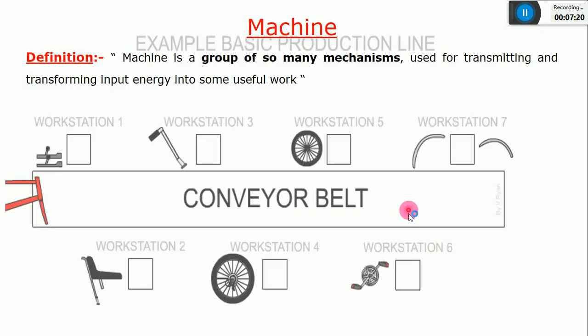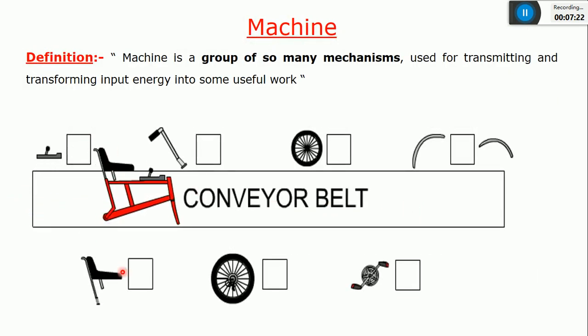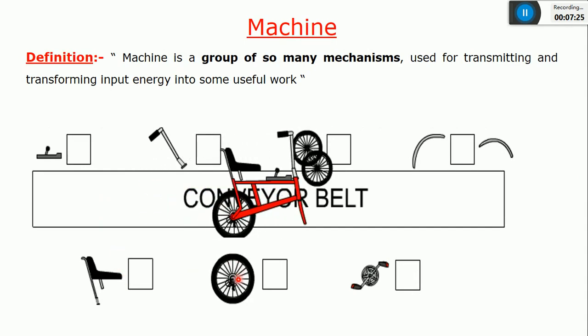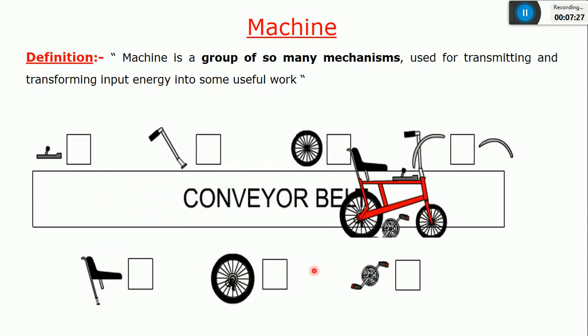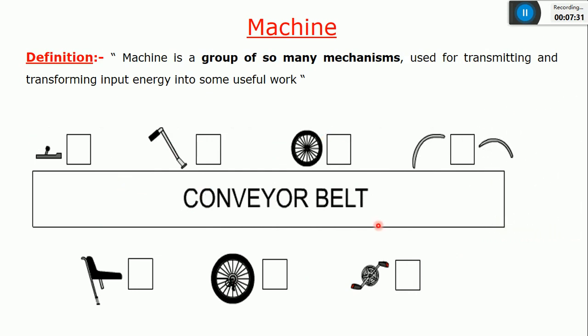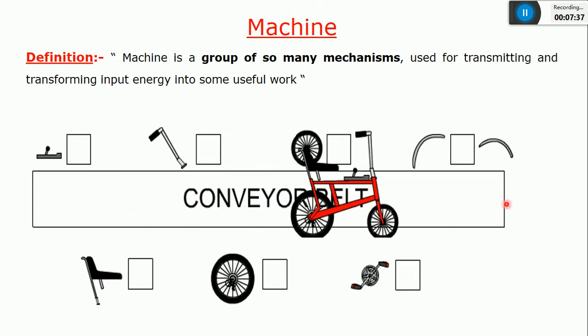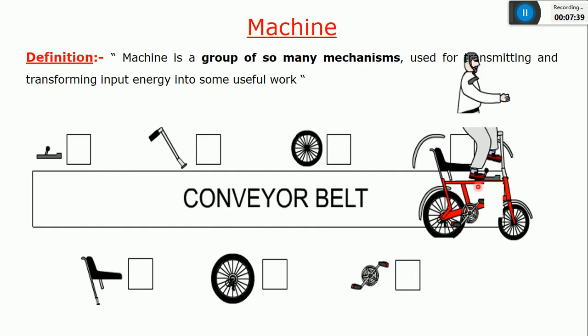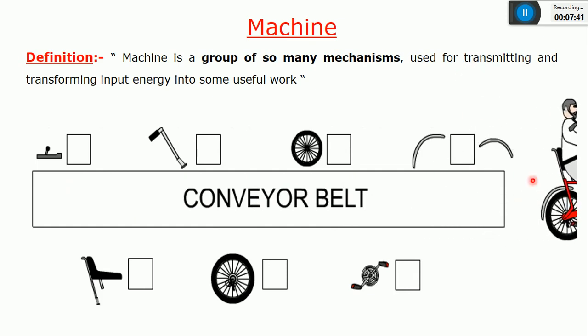Then we discussed a machine, which is nothing but a group of so many mechanisms: steering mechanism, braking mechanism, a driving mechanism. So a combination of so many mechanisms makes a single word, that is a machine, so that you can transfer the energy from a human being. You can convert a mechanical energy into a rotary motion.